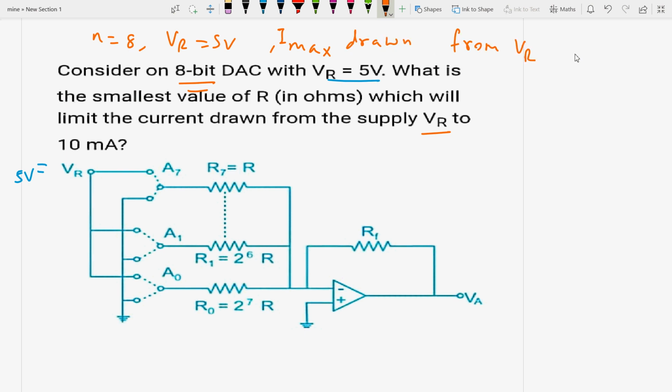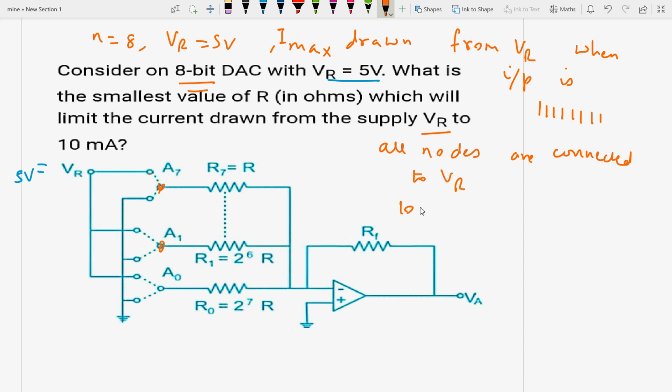All nodes, see, all nodes are connected to VR. This one, this one, this one. We have all nodes connected to VR. So what we have to do, you have overall current is how much? 10 milliampere, and this is equal to VR by R plus VR by 2R plus up to VR by 2 to the power 7 R. Now you have to take out the common, 1 by 2 to the power 7 into VR by R, and this will be equal to how much? 2 to the power 0 plus 2 to the power 1 plus up to 2 to the power 7.